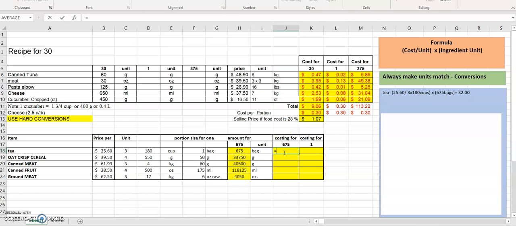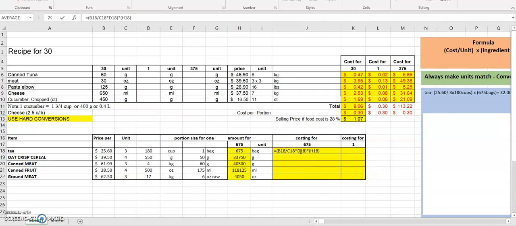So then if we input that, it's going to look like we have our price divided by our units, which is 3 times 180 cups, multiplied by our 670. So just showing you what happens when you put the formula in like that, you're going to get quite a large number. So by equal, it's because of the brackets.